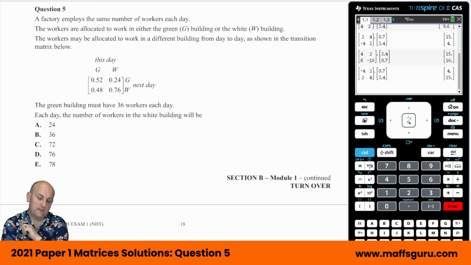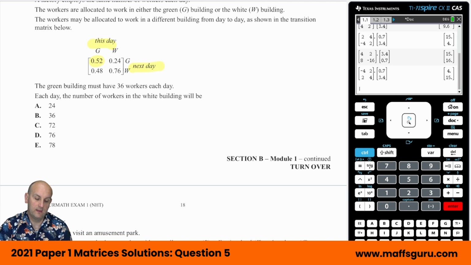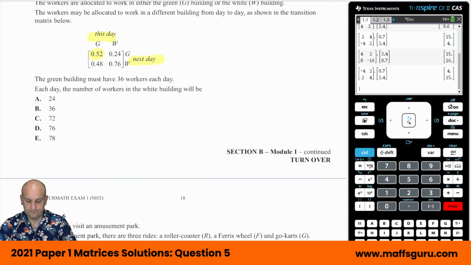The factory employs the same number of workers each day. The workers are allocated to work in either the green building or the white building. The worker may be allocated to work in a different building from day to day, shown in the transition matrix. All right, so again, we got this day and next day, and we know that 52% of the people will stay where they are, okay, if they're green. The green building must have 36 workers each day. Each day, the number of workers in the white building will be. So we now know that 36 workers must stay or must be in the building each day.